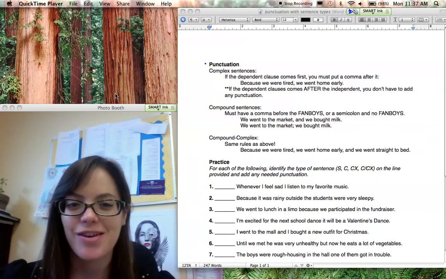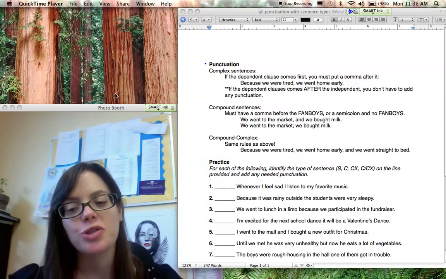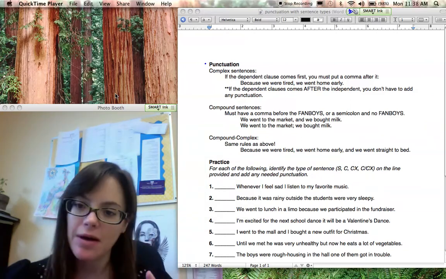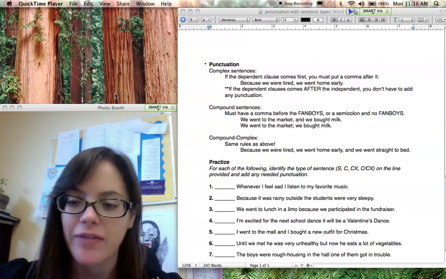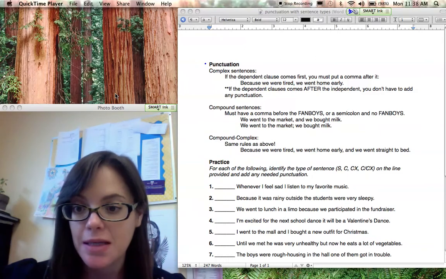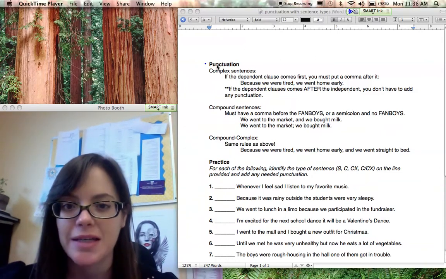Hey guys, so today we are going to be reviewing how to punctuate each of these different types of sentences. We've already talked about compound sentences a little bit, but we haven't talked about what to do with our complex sentences and compound complex sentences. So let's start with complex sentences.